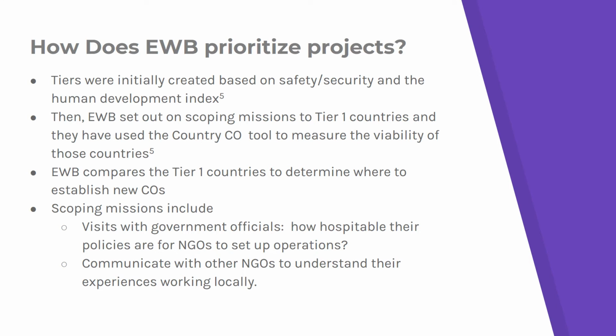The scoping missions of EWB include visits with government officials to determine how hospitable these policies are for NGOs to set up operations within the country, as well as communications with other in-country NGOs to understand how their experiences have been abroad.